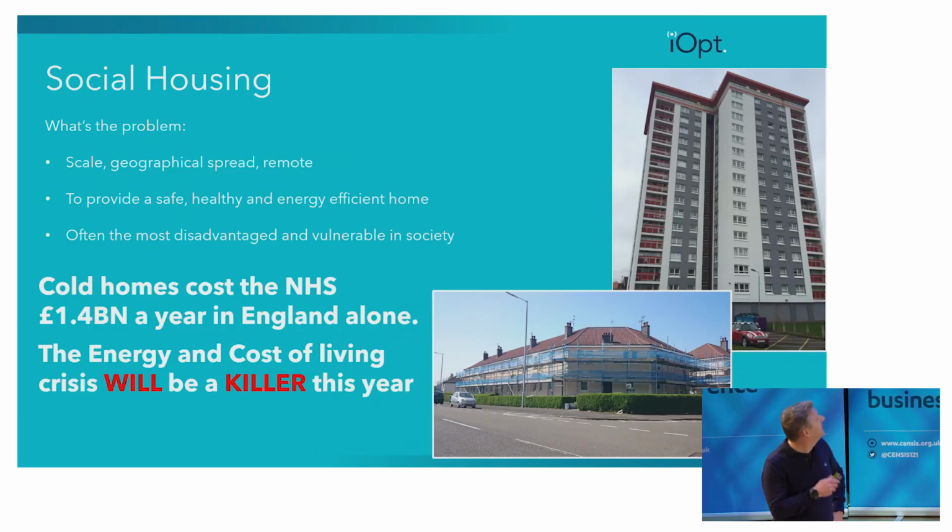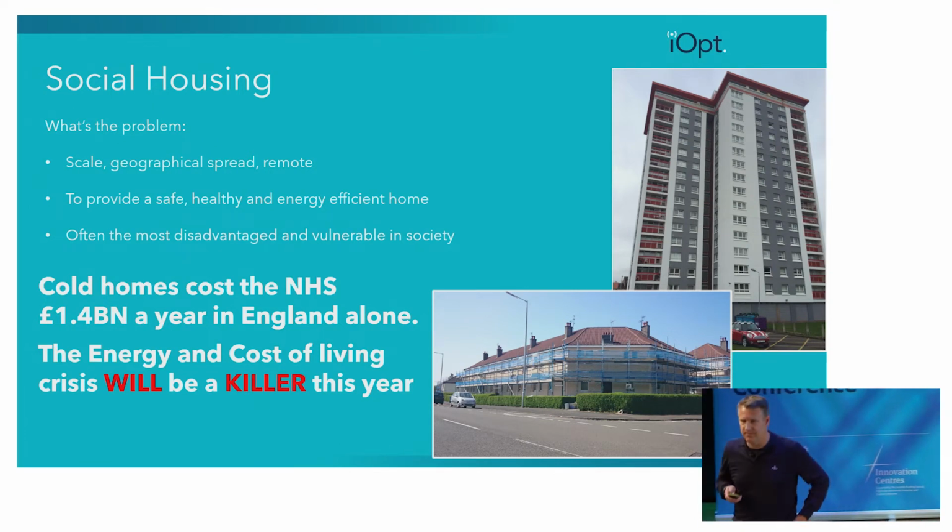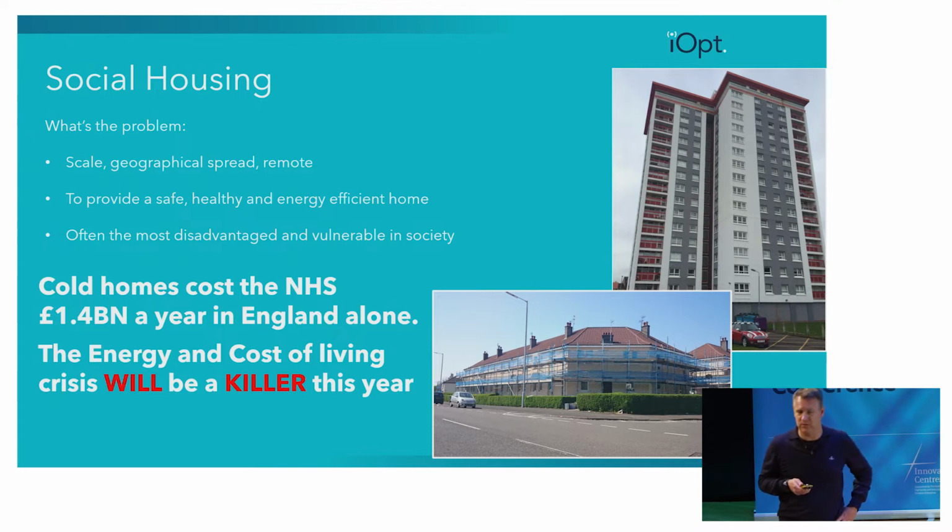And this is no joke. £1.4 billion a year is spent by the NHS tackling health issues that are brought about because of cold homes. Something like 80% of that is in social housing. What's scary about that is that's data from 4 years ago. So imagine what the numbers are going to be like now that people aren't going to be able to heat their homes and they can't keep up with all of the different costs that they've got going on.